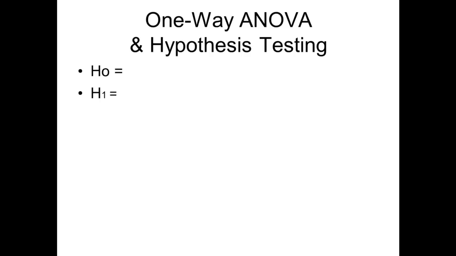The first specific ANOVA we're going to be learning about is the one-way ANOVA. And the one-way ANOVA will allow us to answer all of the questions we've talked about so far. And so we would come up with a null hypothesis and alternative hypothesis just like before.